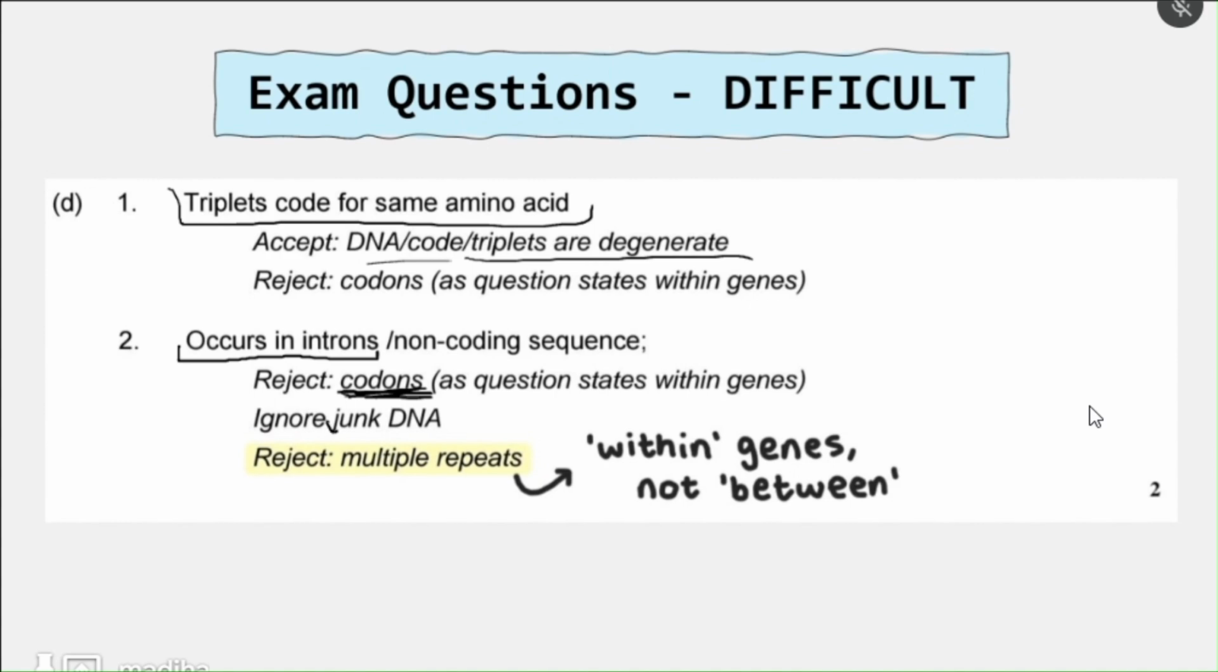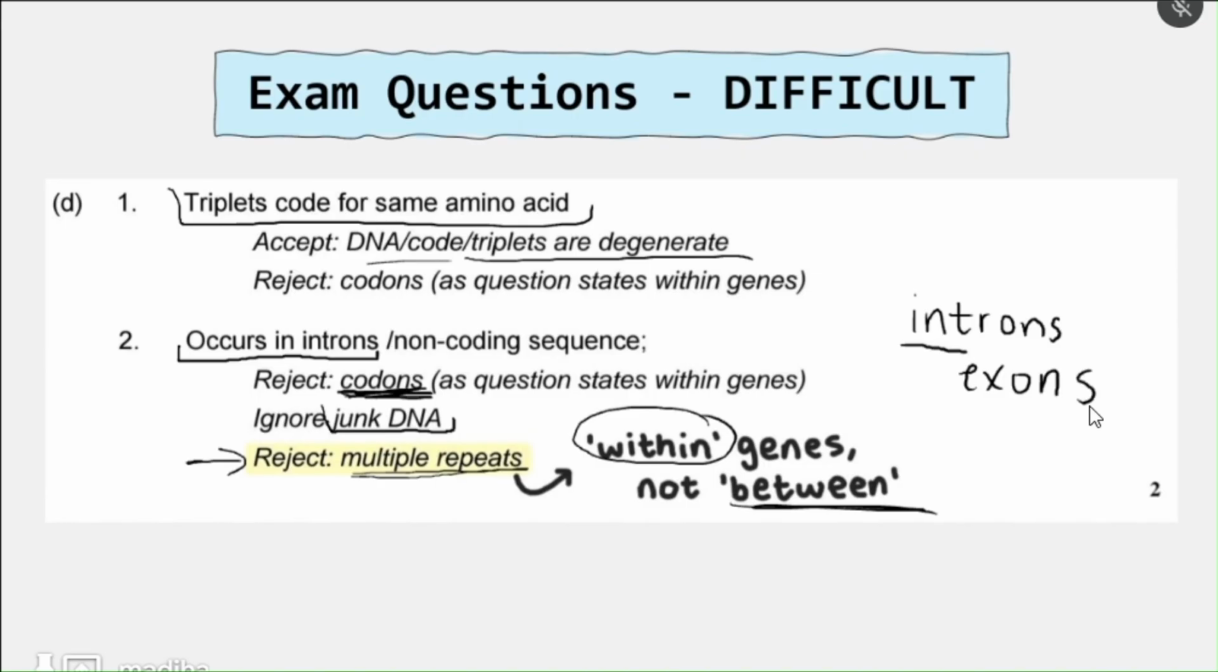Ignore junk DNA. Junk DNA is essentially another word for multiple repeats, but it's not as commonly used. But it says to completely reject multiple repeats, non-coding multiple repeats. Reason being, it's because the question specifically states within genes. It's not saying between, it's saying within. And so we know within a gene, there are only introns and exons. And in this case, we talk about introns because they are non-coding. So if you talk about multiple repeats, then you're wrong. But yeah, that's essentially it.